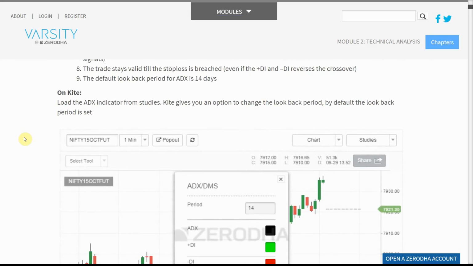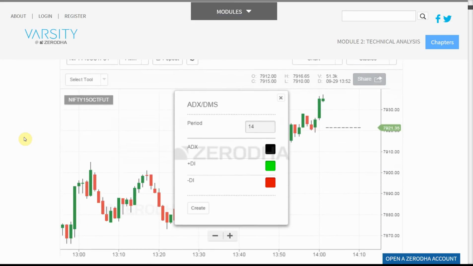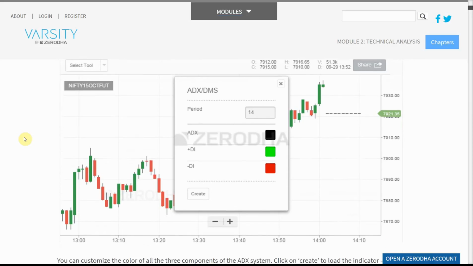On Kite, load the ADX indicator from studies. Kite gives you an option to change the look-back period. By default, the look-back period is set to 14. You can customize the color of all the three components of the ADX system. Click on Create to load the indicator.